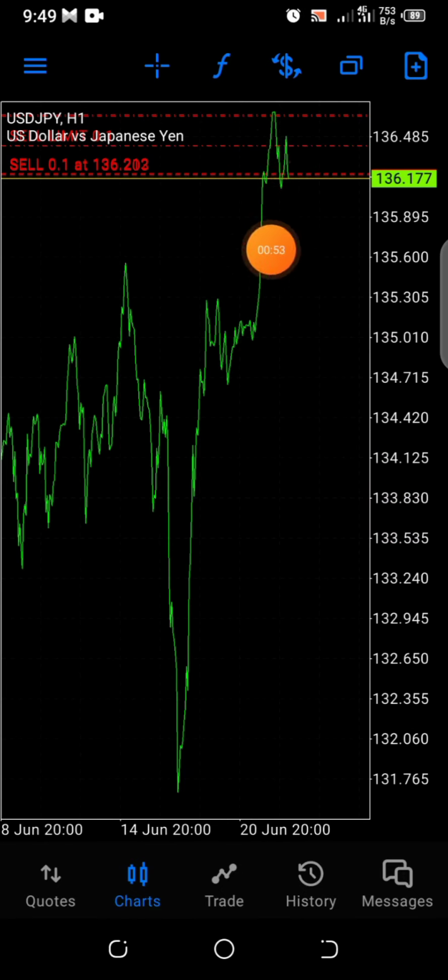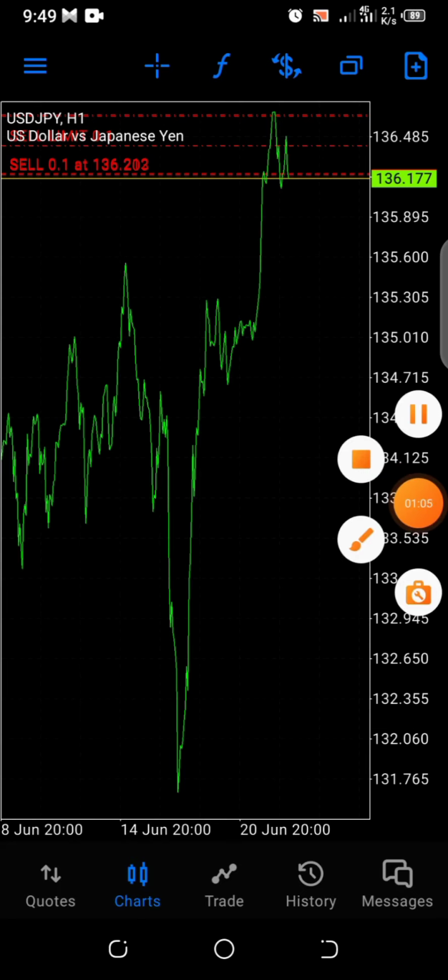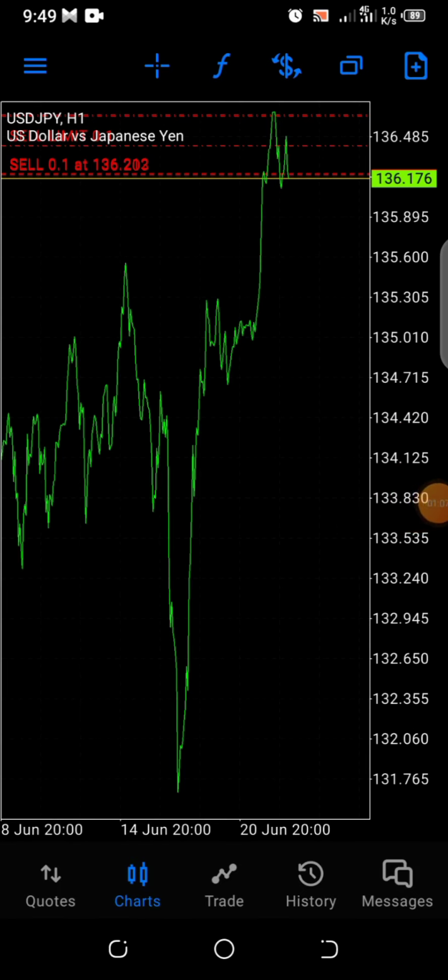Then I will analyze what I saw before this trade happened, and if it fails, I will still tell us the reason why it failed. But let's see how this trade will go, guys. This is USD JPY. I'm trying to sell USD JPY.